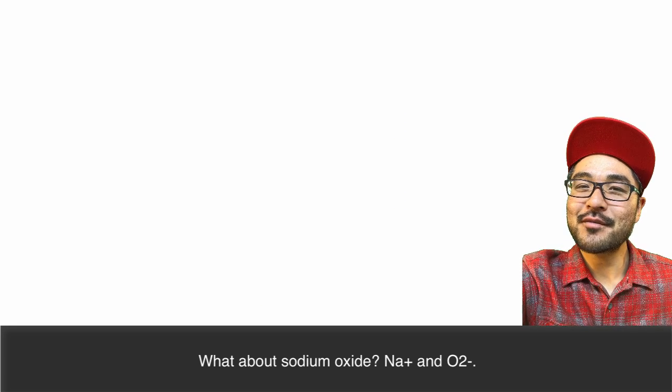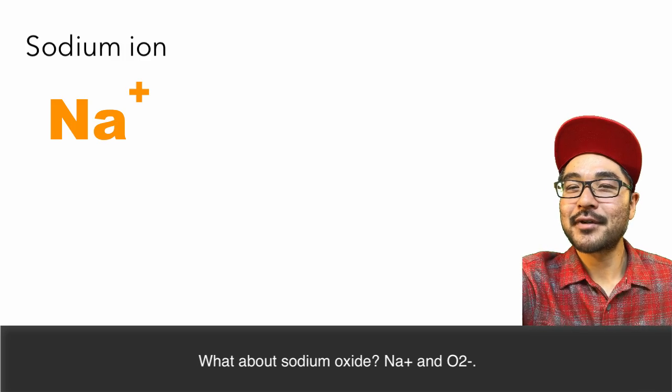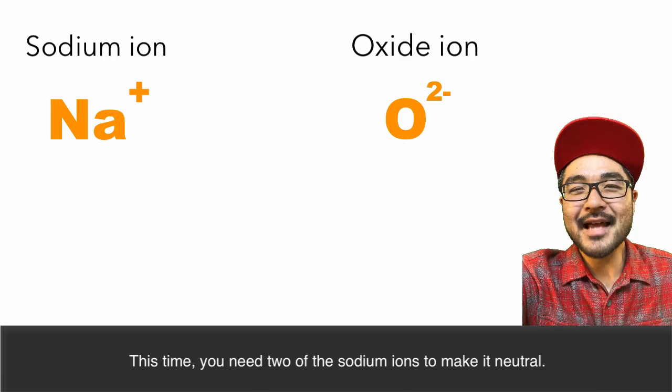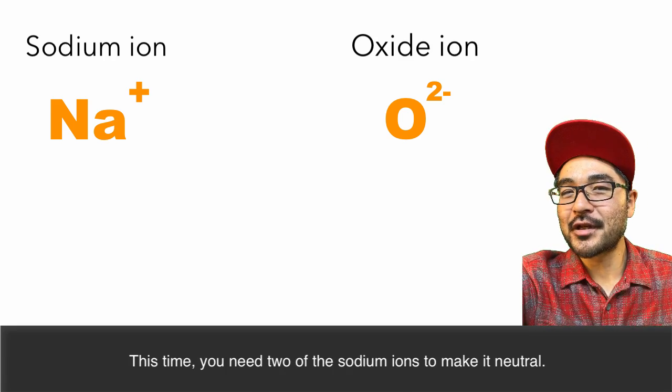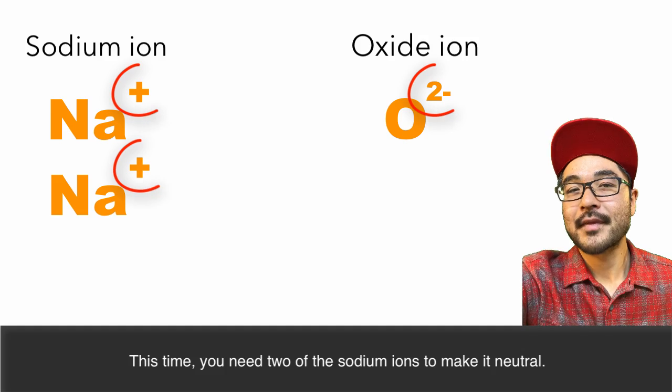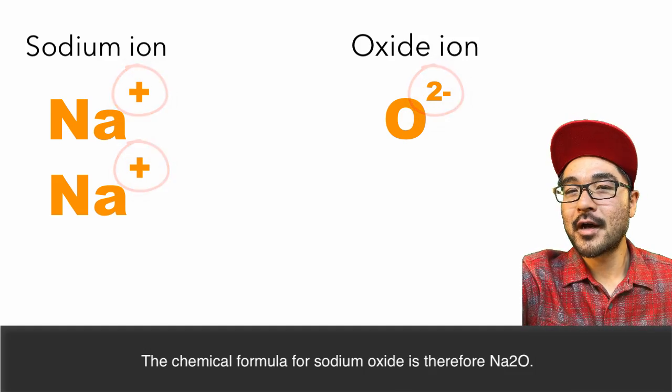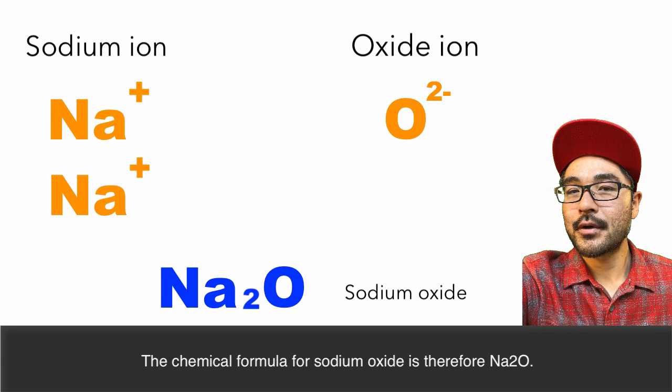What about sodium oxide, Na+ and O2-? This time you need 2 of the sodium ions to make it neutral. The chemical formula for sodium oxide is therefore Na2O.